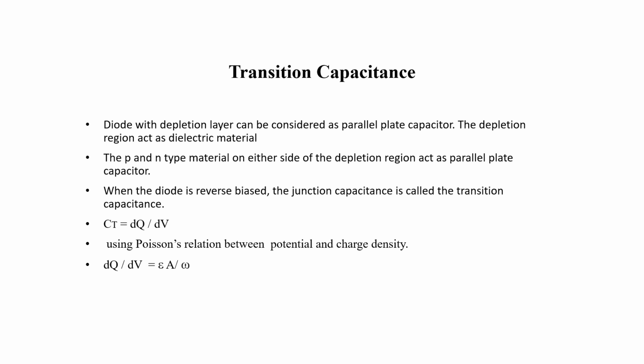Here A is the area of cross section of the junction and epsilon is the permittivity of the semiconductor. As the reverse bias applied to the diode increases, the width of the depletion region increases. Thus, the transition capacitance Ct decreases.